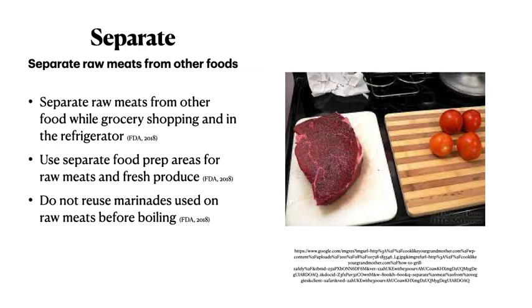The next precaution is to separate. Separate raw meats from other foods. Separating raw meats from as soon as you get them at the grocery store all the way until you get them in the refrigerator is extremely important. It's also important to remember to use separate food prep areas for raw meats and fresh produce, as you can see in the picture here. And it's important to not reuse marinades that you once used on raw meats before boiling it.